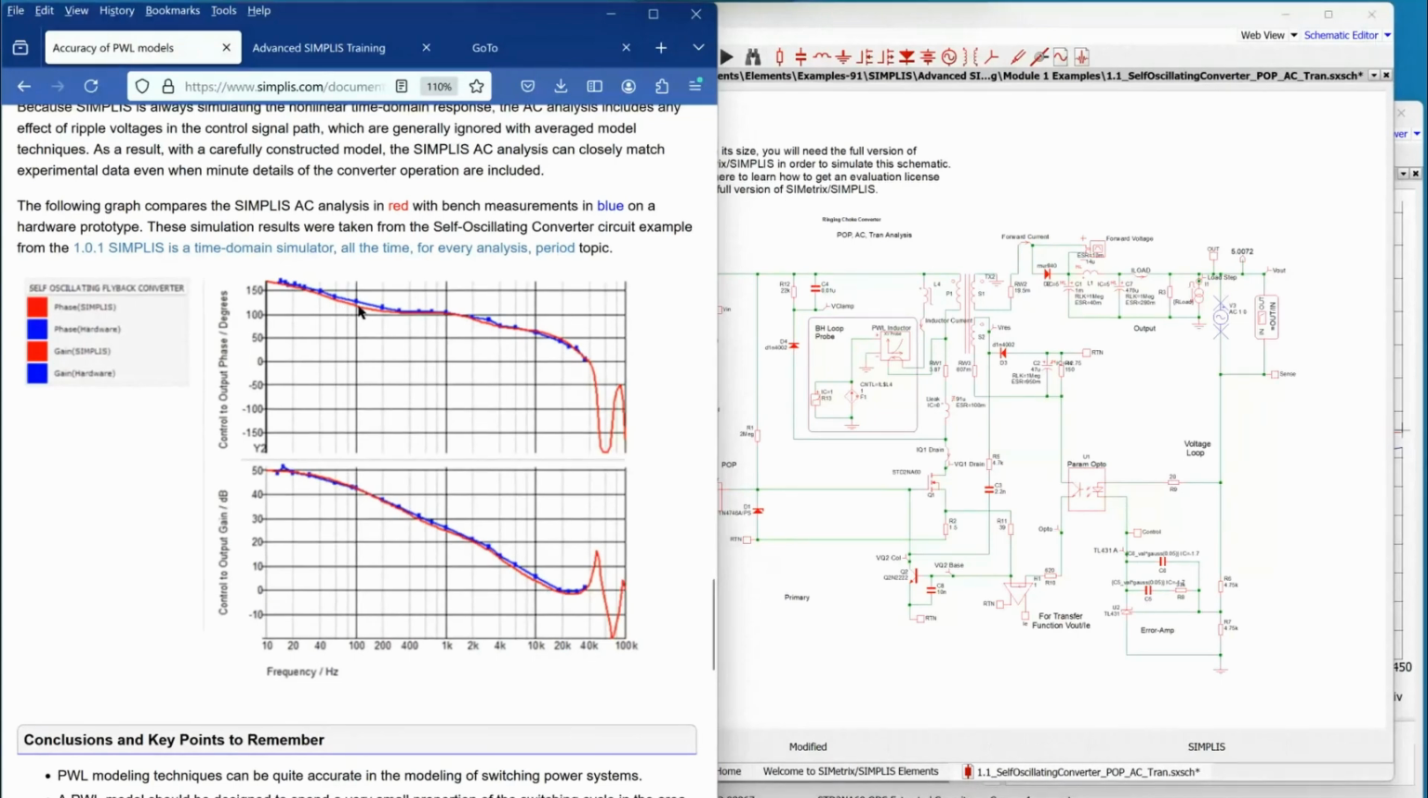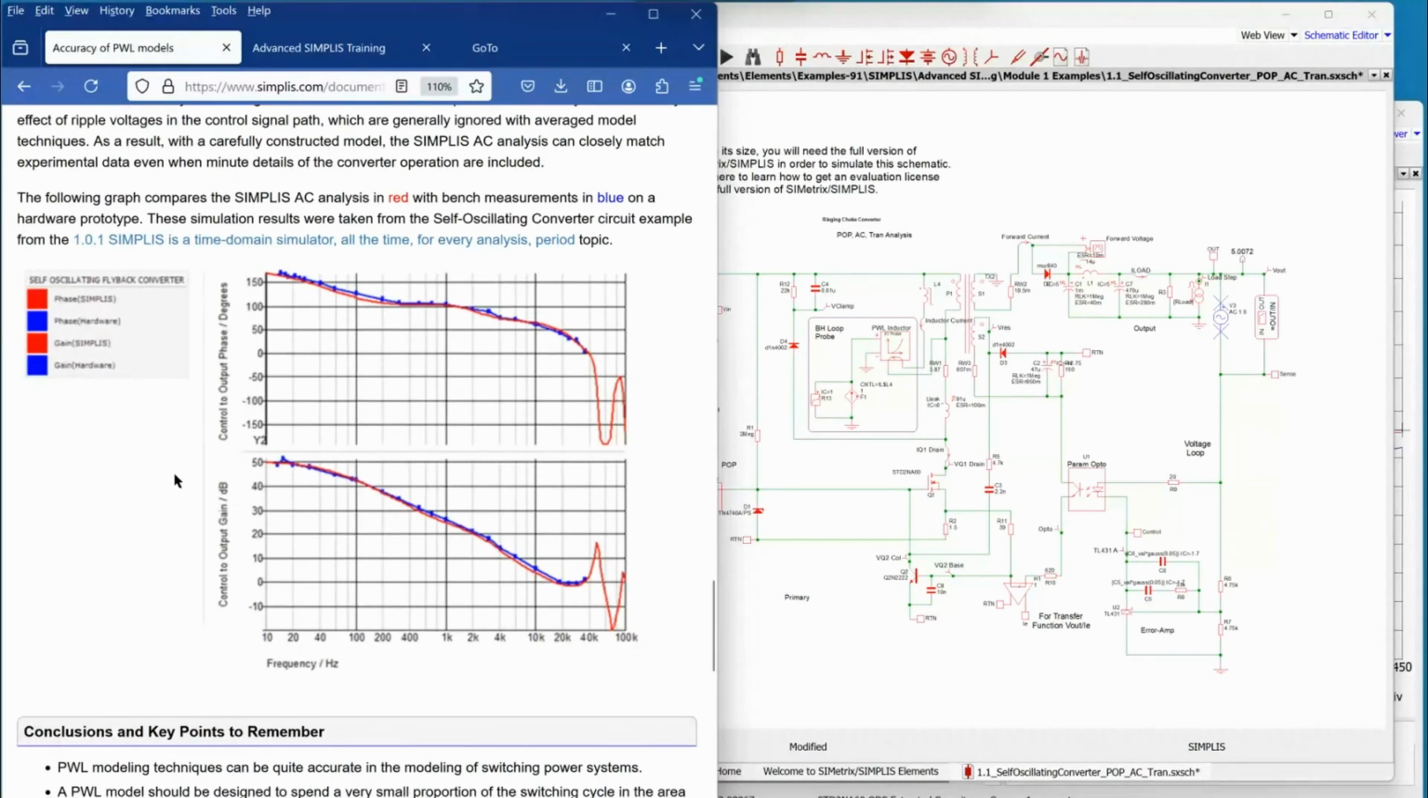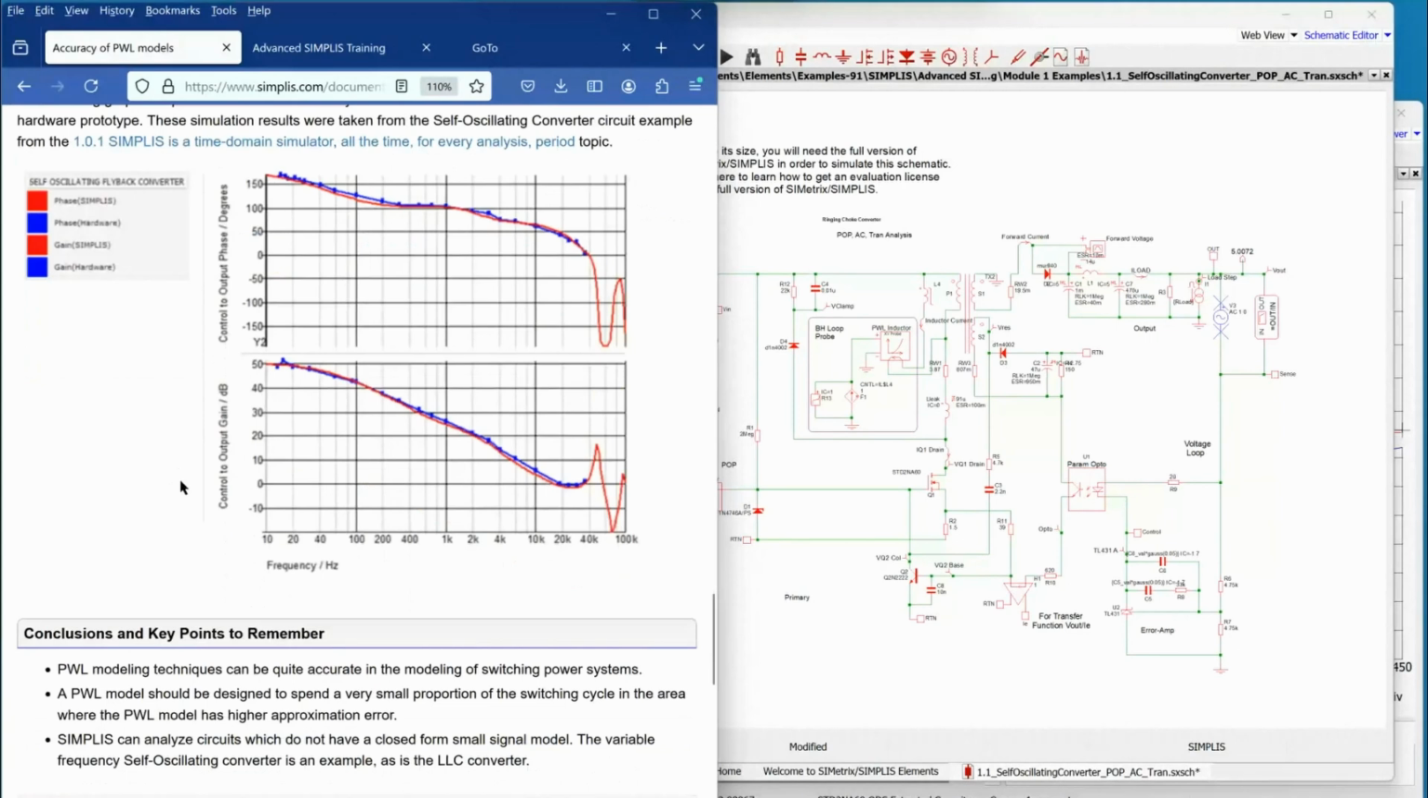what do they call it? They say they shot the Bode plot and then their lab measurements lined up right on top of what they had earlier predicted. So this is typical of the kinds of capability and accuracy that you can achieve with these piecewise linear models.